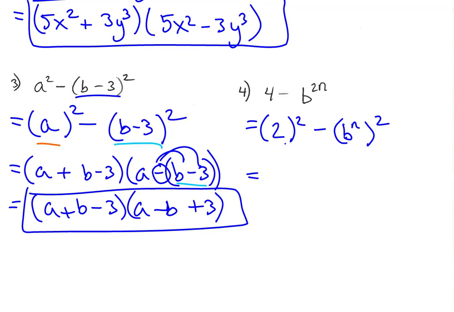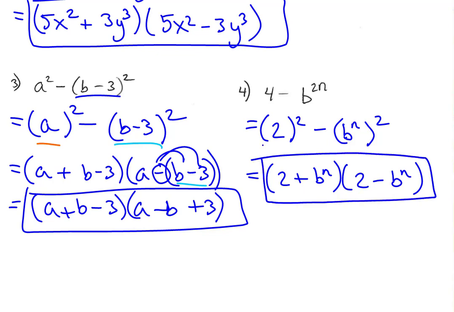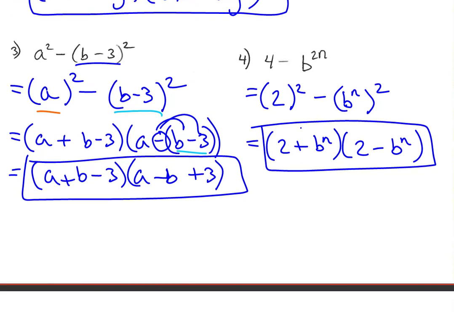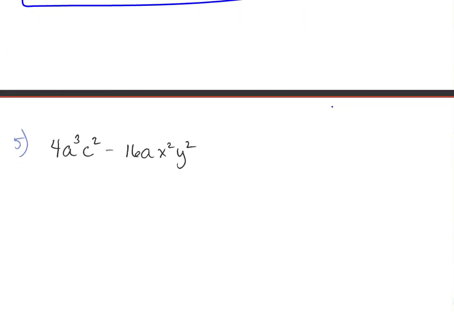I'm going to understand the first and the second items in parentheses to be like the a and the b in the formula as we've been using. So a plus b would be 2 plus b to the n, okay, and then times a minus b would be 2 minus b to the n. And again, we'll stop here and wonder, can I factor either of these binomials any further? The answer is no, there's no GCF to factor out, and so we can stop right there. Okay, let's go on to some other examples.